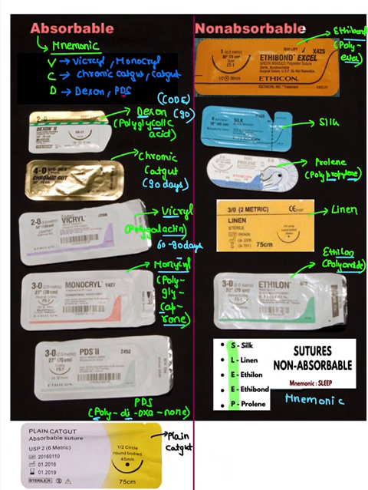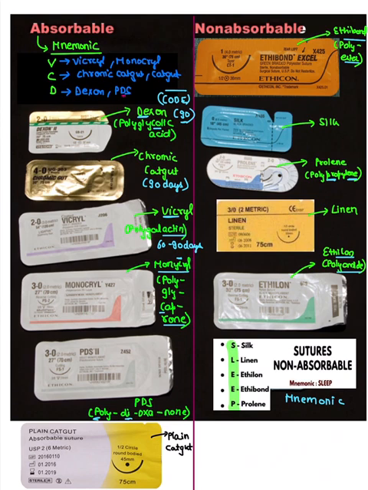Like Dexon is known as polyglycolic acid. So remember the mnemonic code. And this is 90. If you do D, you can make it 9. That is 90, meaning this has an absorption time of 90 days, not degrees, sorry. Then we have chromic catgut. This is again 90 days.